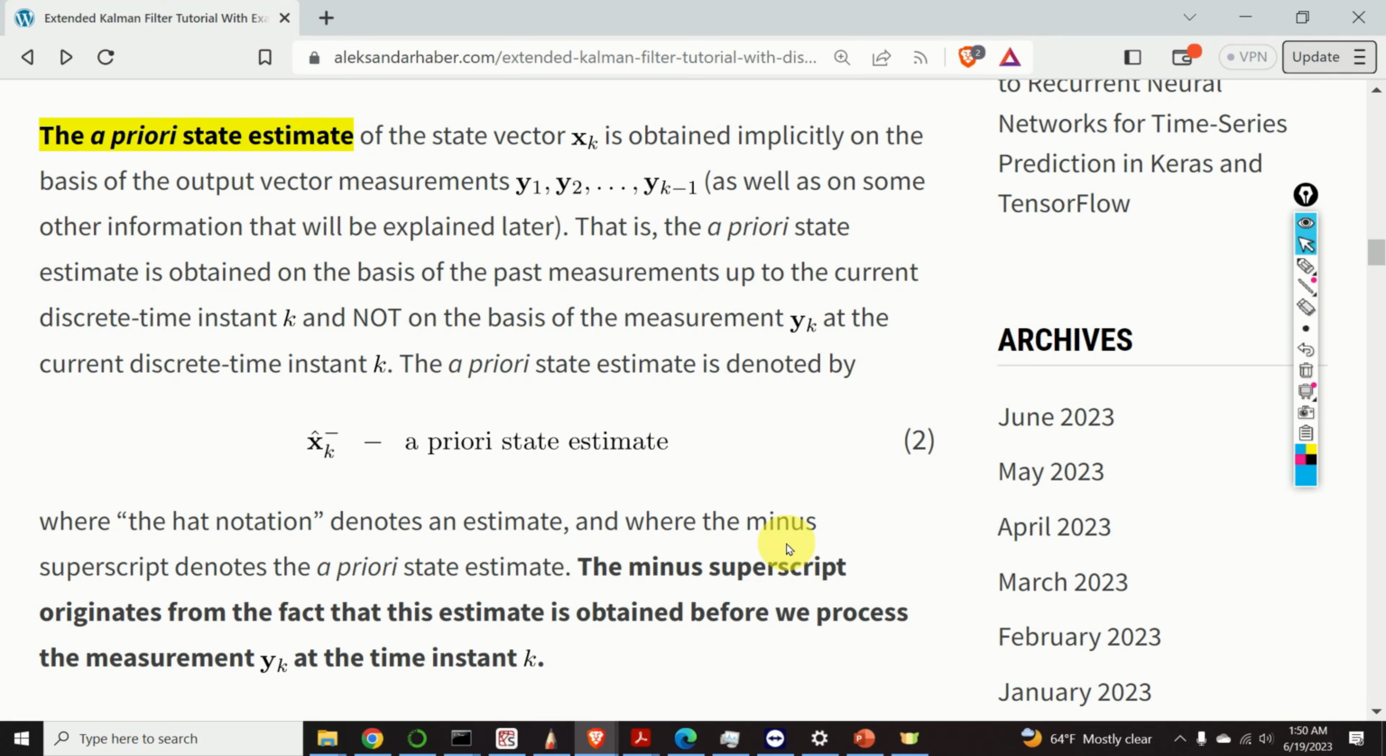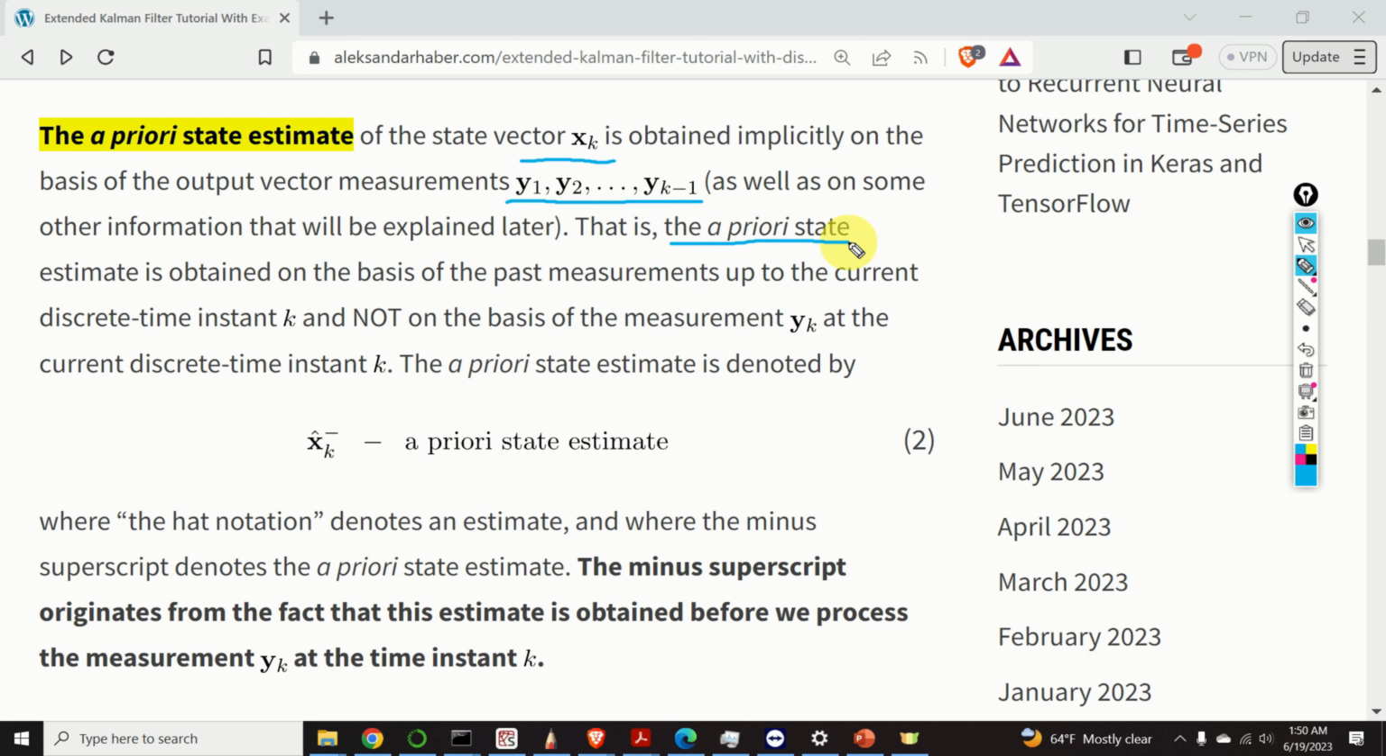Before we explain how to derive the extended Kalman filter, it's very important to introduce the concepts of the a priori state estimate and the a posteriori state estimate. The a priori state estimate of the state vector xk is obtained implicitly on the basis of the output vector measurements y1 until yk minus 1. And of course, there is some additional information necessary to compute this state estimate that will be explained later.